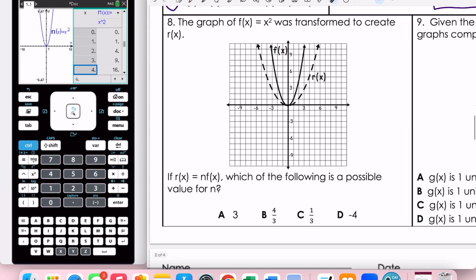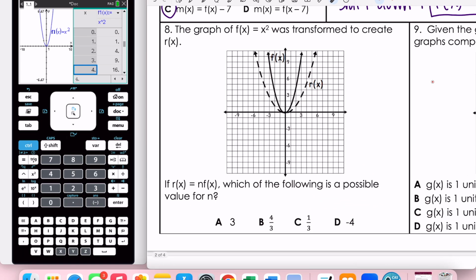Moving on to our next problem, we have number 8. The graph of f of x equals x squared was transformed to create r of x. If r of x equals n times f of x, which of the following is a possible value for n? So guys, here, the value that we are trying to find is in front, this is our value of a. We are trying to determine if the width of my graph has been affected. So remember, if the value of a is greater than 1, that stands for a vertical stretch. If it's less than 1, it's a vertical compression.